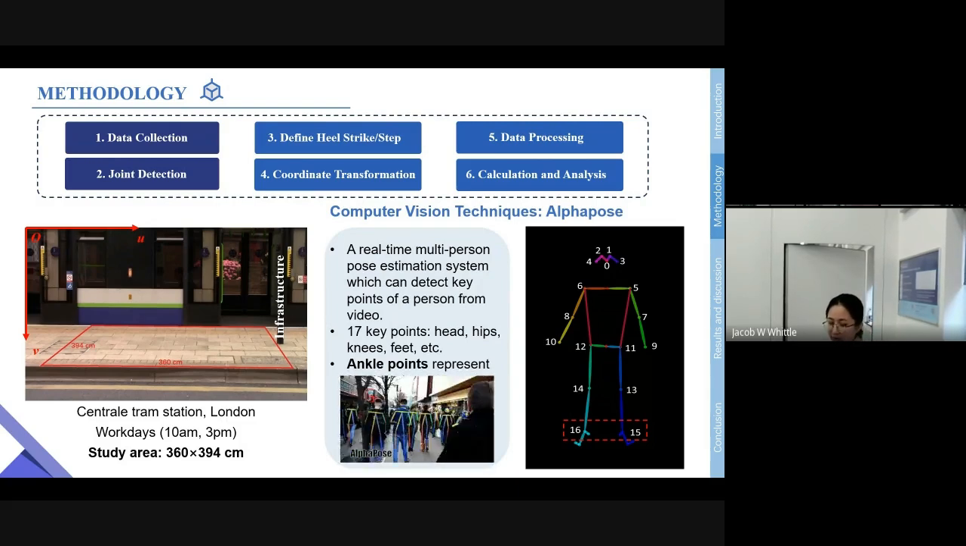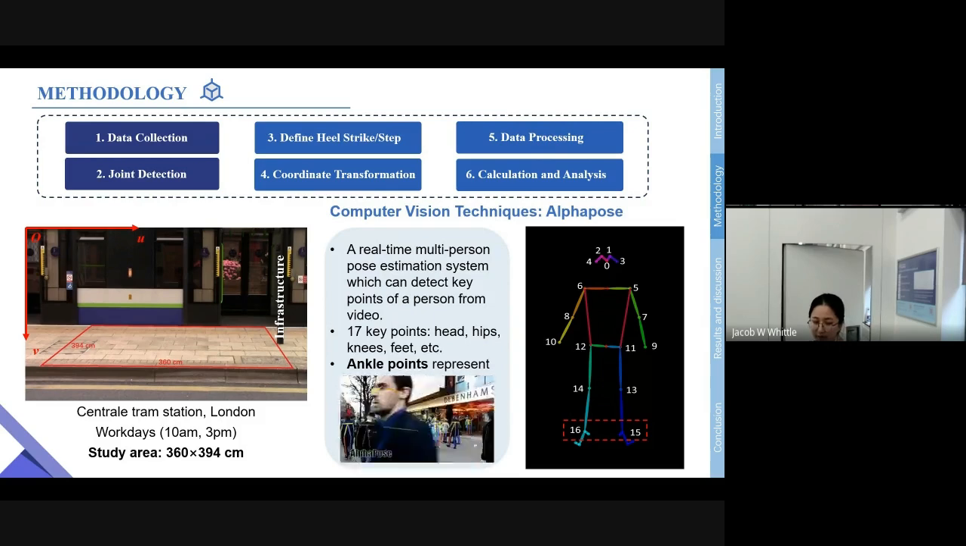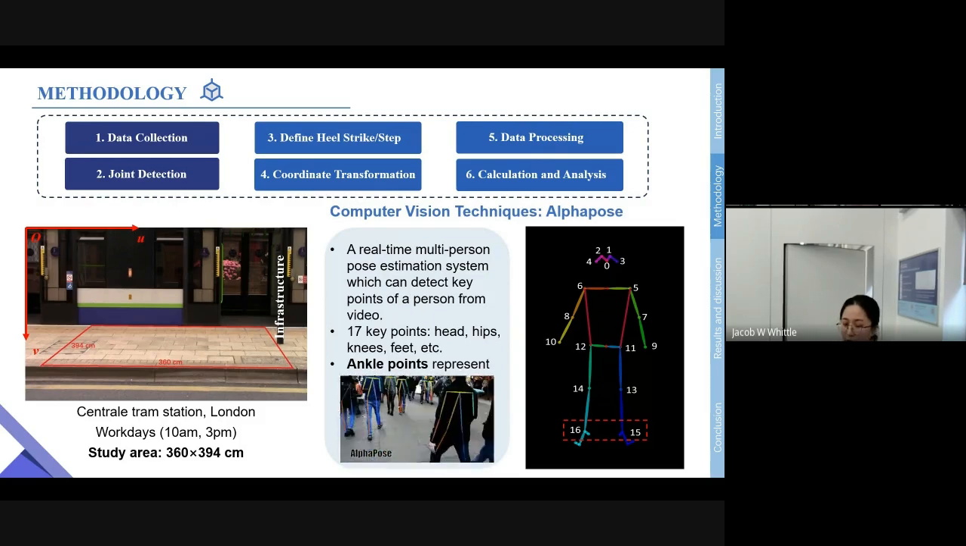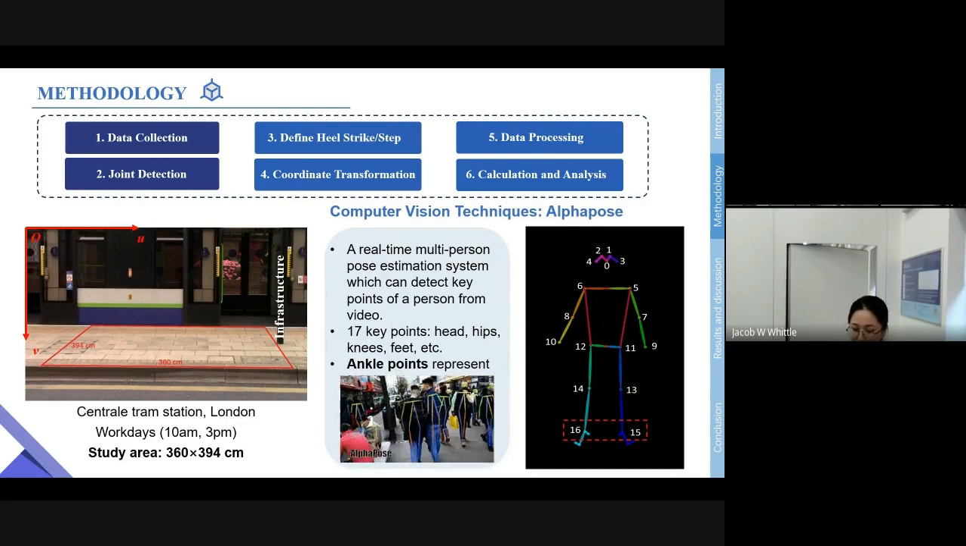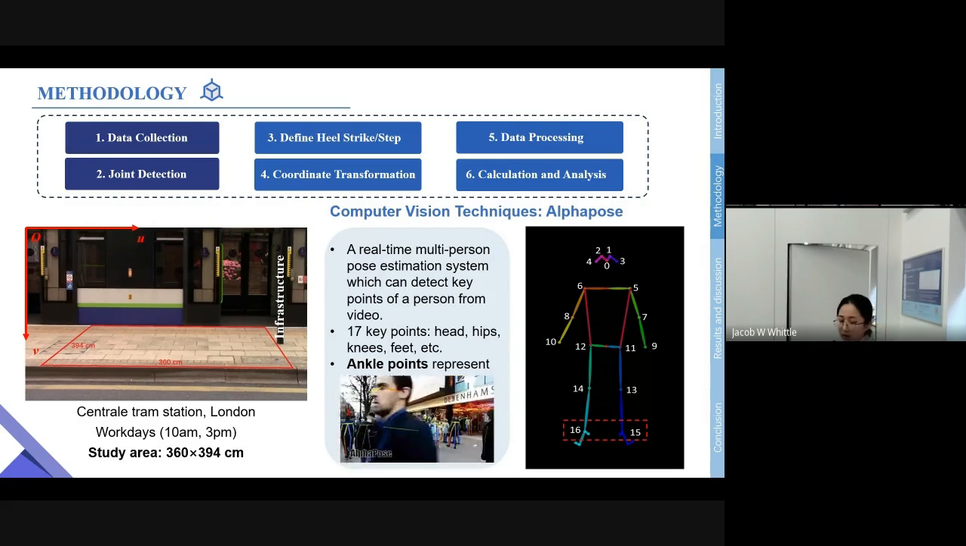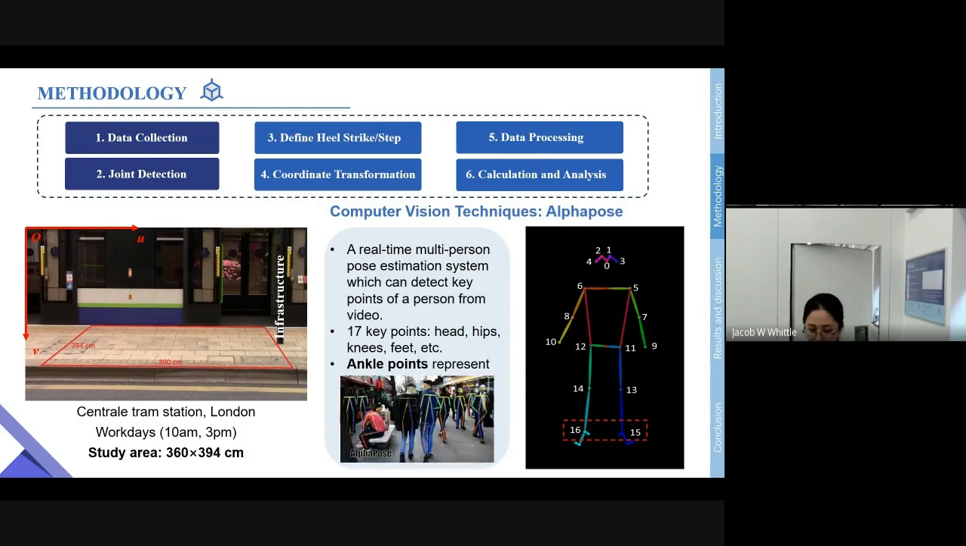Then AlphaPose is executed for the footprint extraction. AlphaPose is a real-time multi-person pose estimation system which can detect key points of a person from video, including hands, hips, knees, and feet. Here I pick the ankle point to represent the location of the feet. Here we can see the demo GIF of AlphaPose.